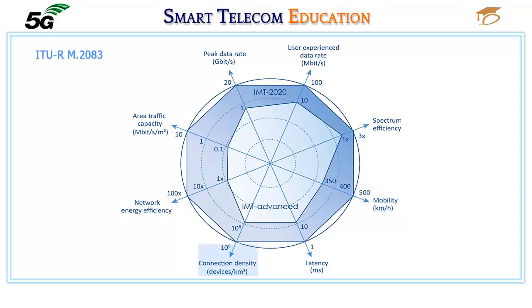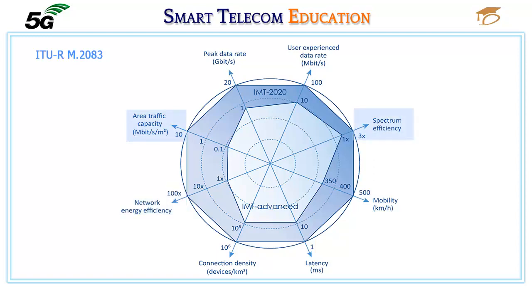Connection density, total number of connected and/or accessible devices per unit area, per kilometer square. Network energy efficiency, referring to the quantity of information bits transmitted to or received from users, per unit of energy consumption of the radio access network, in bit per joule. It should be improved by a factor at least as great as the envisaged traffic capacity increase of IMT-2020 relative to IMT-Advanced for eMBB.